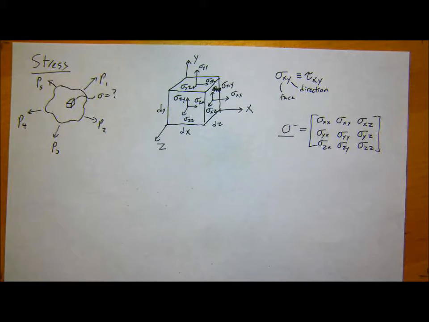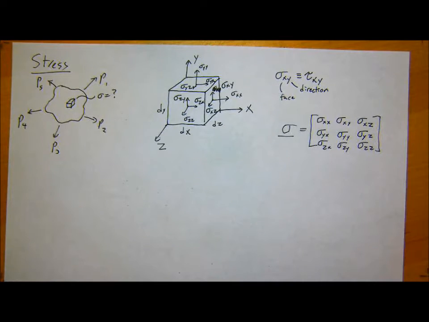There's a mathematical distinction between a tensor and a matrix. A vector is an n by 1 structure. A matrix is an n by n structure. A tensor is an n-dimensional structure, so it can be n by n by n by n.